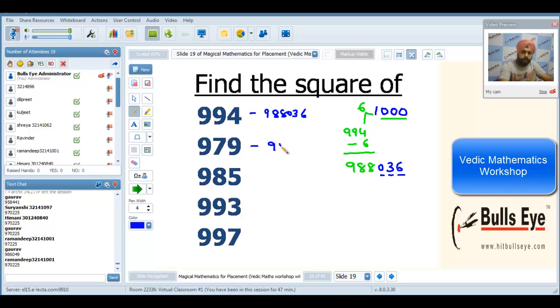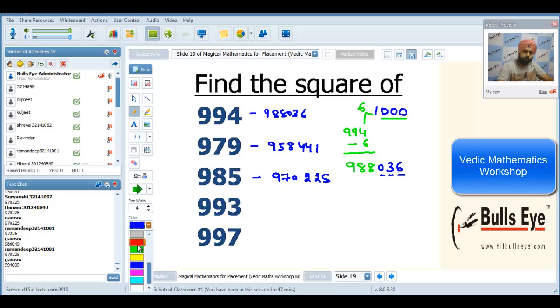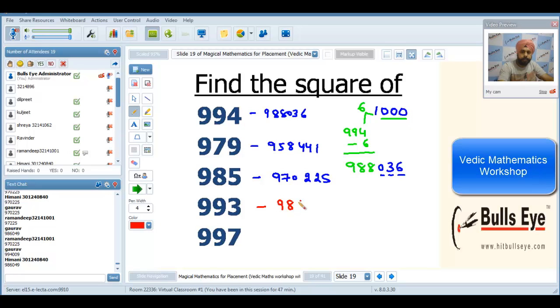Next will be 958441. Next will be 970225. Further it will be 986049, and next it will be 994009.